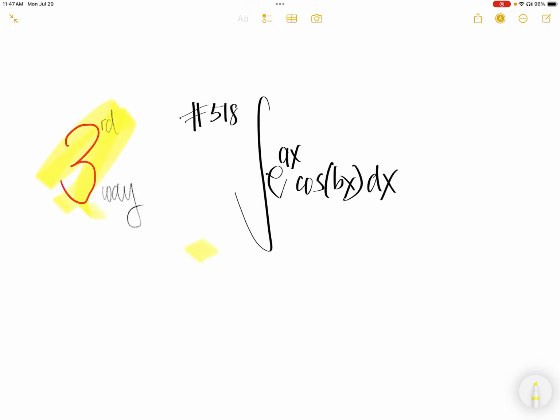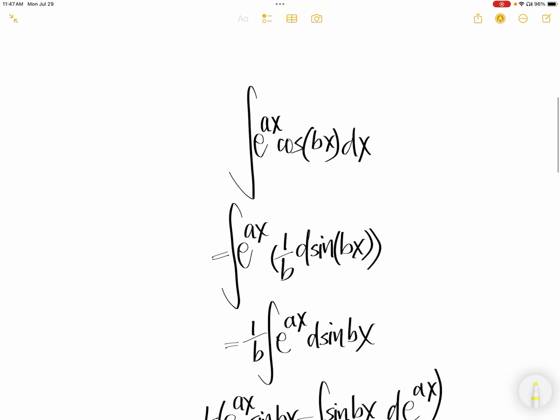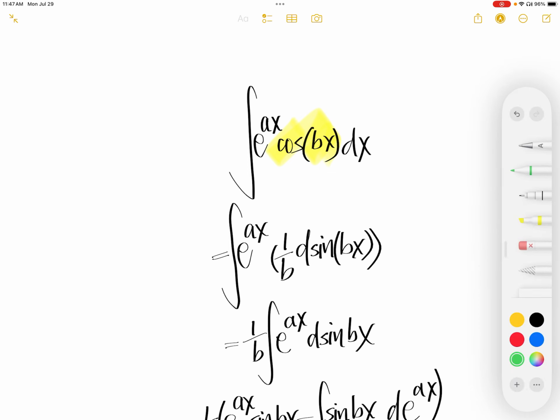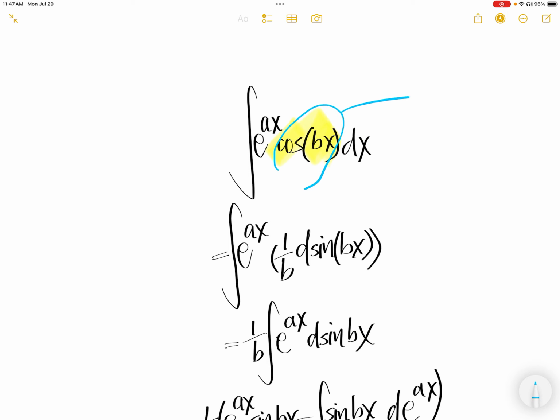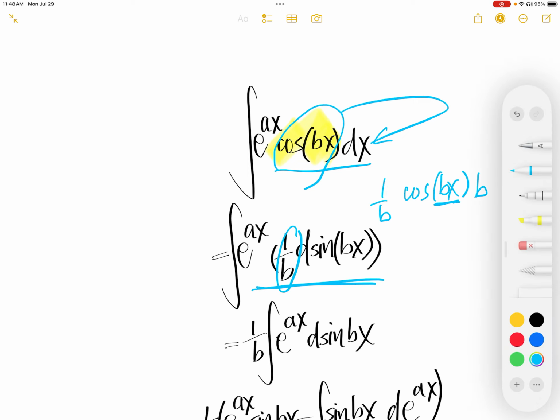Third way to get this integral. We are going to push this into the dx. The derivative of sine bx dx is cos bx dx times the derivative of this, which is b. But if you look carefully, this piece has no b, so you have to divide by b. That's the reason why we have that.